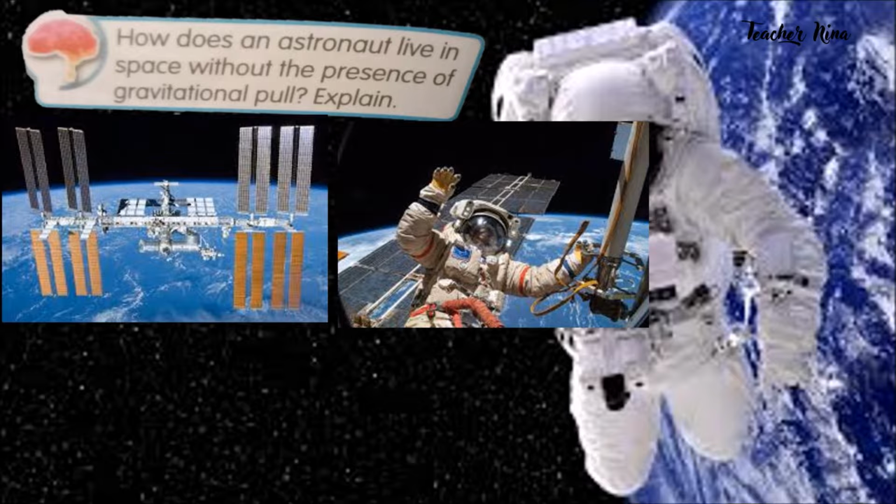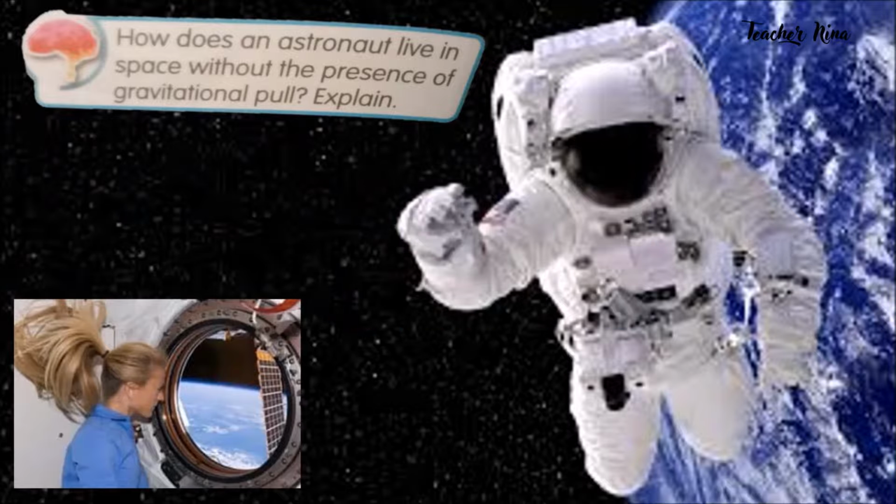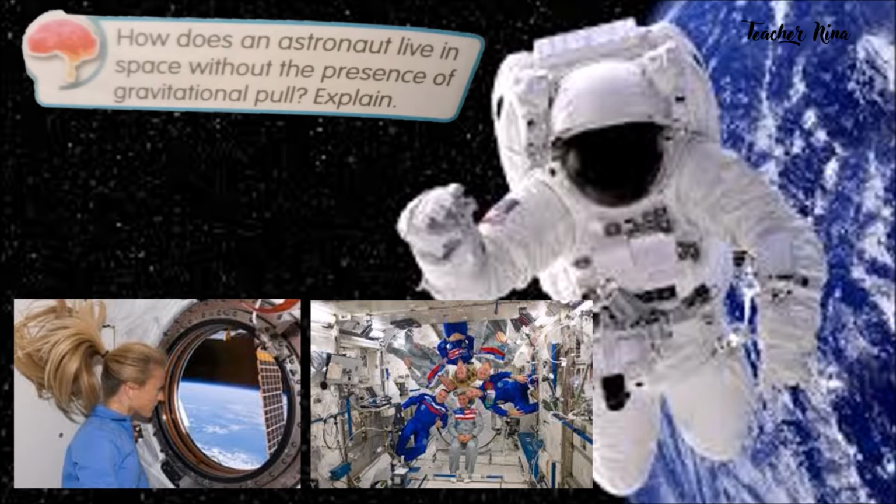So in the International Space Station, when they get back to their station, the astronauts can take off their spacesuits and they will not have to wear them inside the ISS. So as you can see, this female astronaut here, her hair is floating up. And these astronauts here, you can see that there is also no gravitational pull inside the ISS. So it's zero gravity there. So how do they live inside ISS?